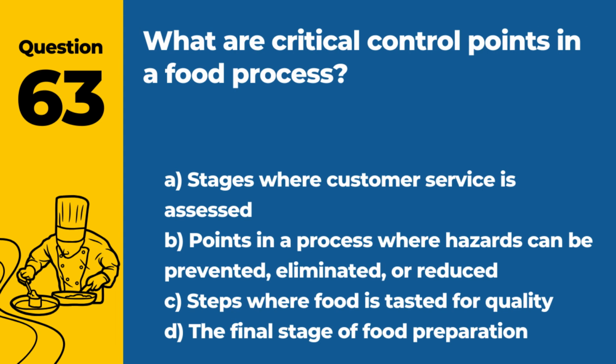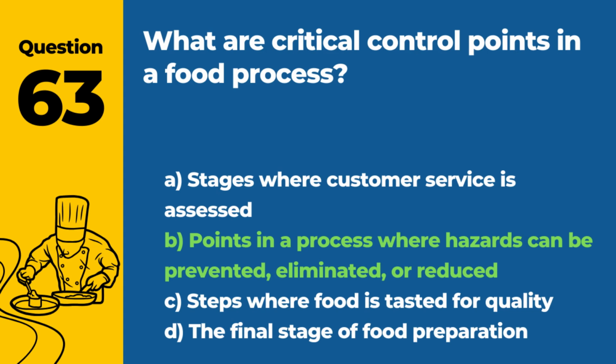Question 63. What are critical control points in a food process? A. Stages where customer service is assessed. B. Points in a process where hazards can be prevented, eliminated, or reduced. C. Steps where food is tasted for quality. D. The final stage of food preparation. Answer. B. Points in a process where hazards can be prevented, eliminated, or reduced.